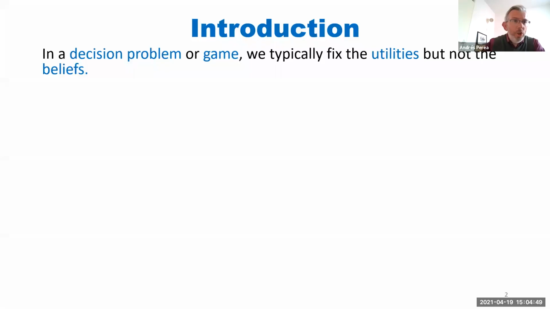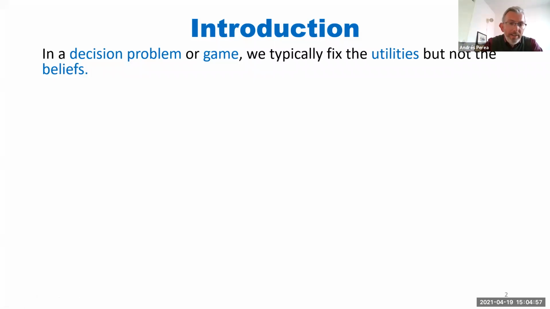Okay, thank you very much, Miklos. Thanks for the nice introduction, and thanks to all of you for being here. So this paper addresses a very basic question, namely, what do the utilities in a decision problem or a game mean? If we think about a decision problem, what we typically do is write down the acts, or the possible decisions, in the rows, write down the states in the columns, and for every combination of an act and a state, we write down a utility.